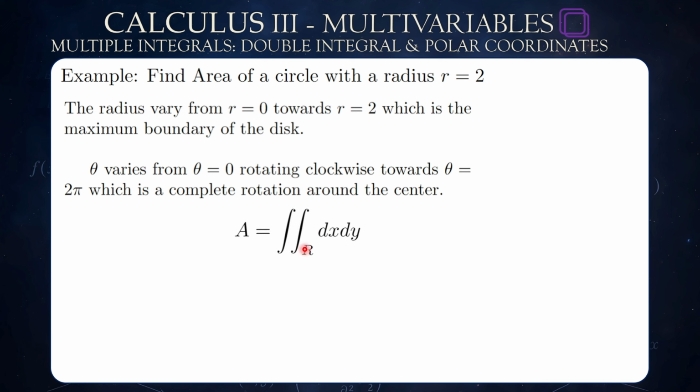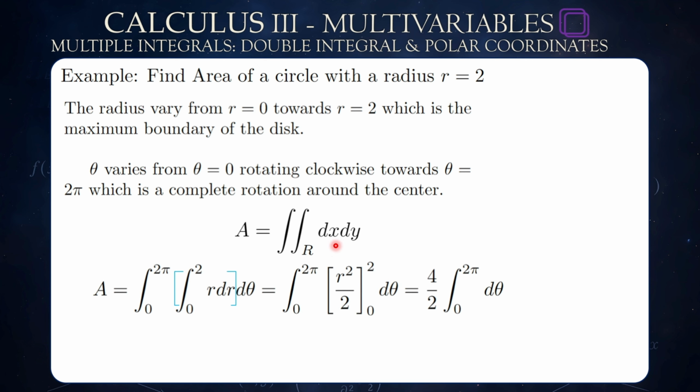A equal double integral over the region r of dx dy. Here we need to change the variables, to change the coordinates. Of course, dx dy converts to r dr d theta as we've seen previously. A equal integral from 0 to 2 pi d theta, integral from 0 to 2 r dr. We need to integrate with respect to r, then with respect to theta.